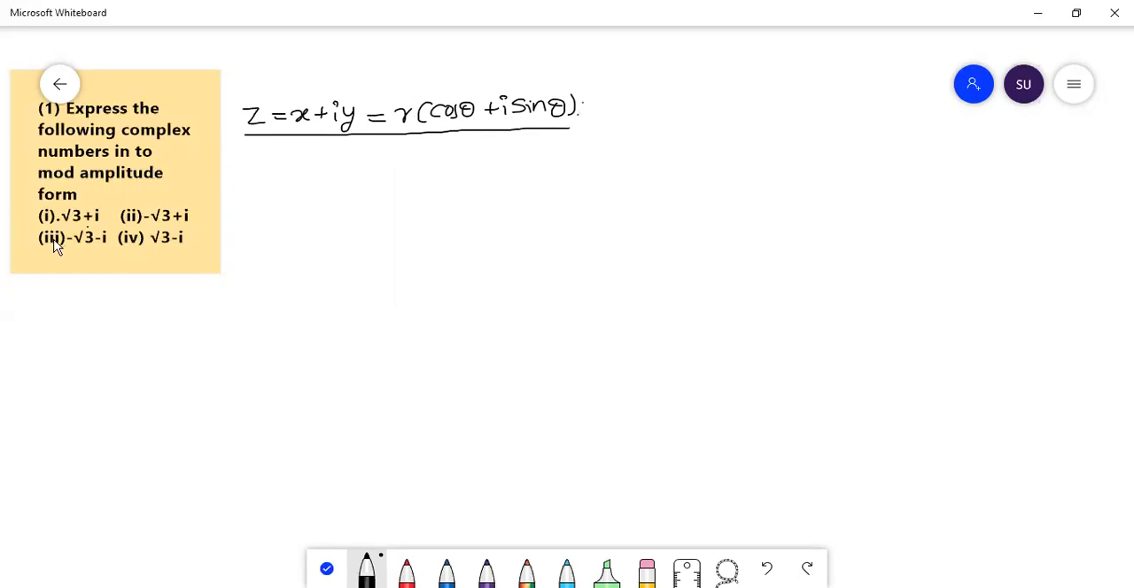Here r is equal to modulus of z, that is root over x square plus y square, and theta is equal to the argument of z. Let us go to question number 1, the first bit.